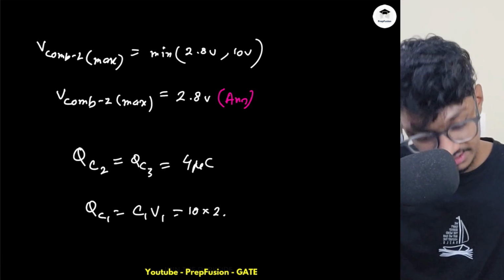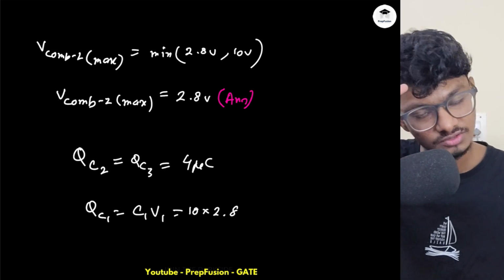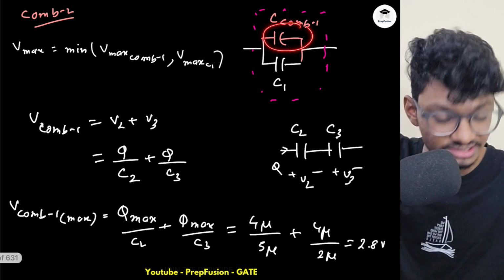Obviously it's fine. C1 can take 10 volts of rating, right? C1 can take 10 volts of potential difference. But the top combination, this VComp1, cannot take 10 volts.